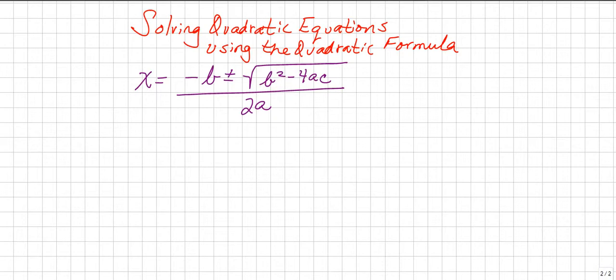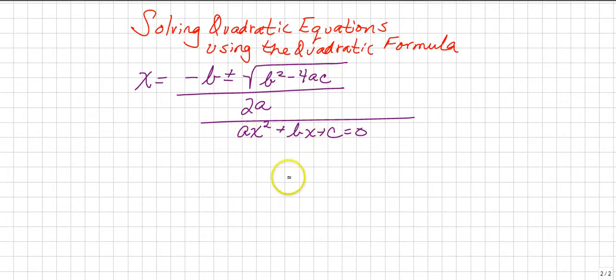Well, all it is is the letters A, B, and C. It's as easy as A, B, C, as long as you know what A, B, and C are. And remember that a quadratic equation is one in the form of ax squared plus bx plus c equals 0. So A, B, and C are simply the coefficient of the x squared term, the coefficient of the x term, and the constant. So all you have to do is take those values and plug them into the formula.